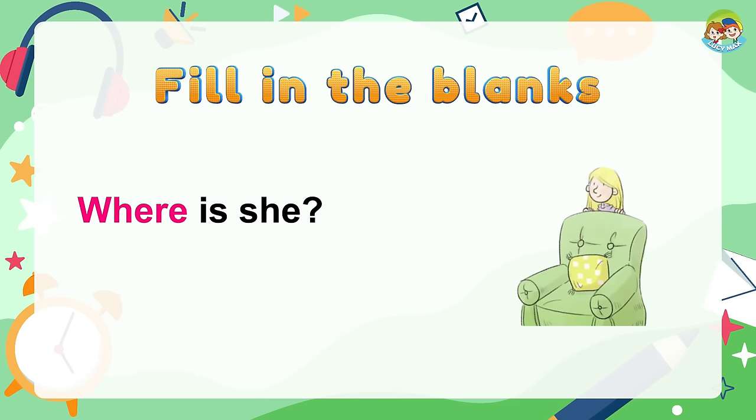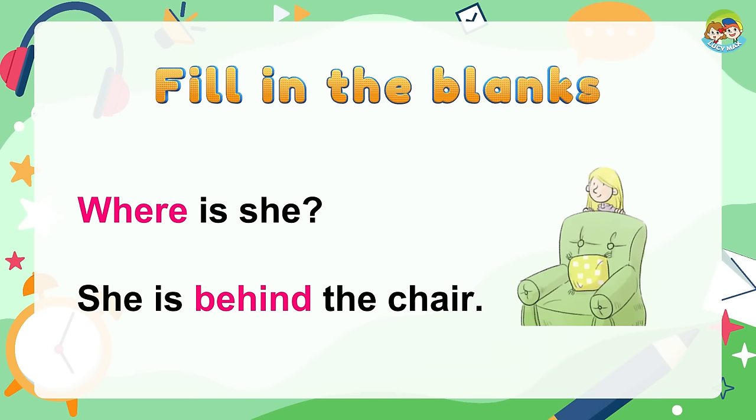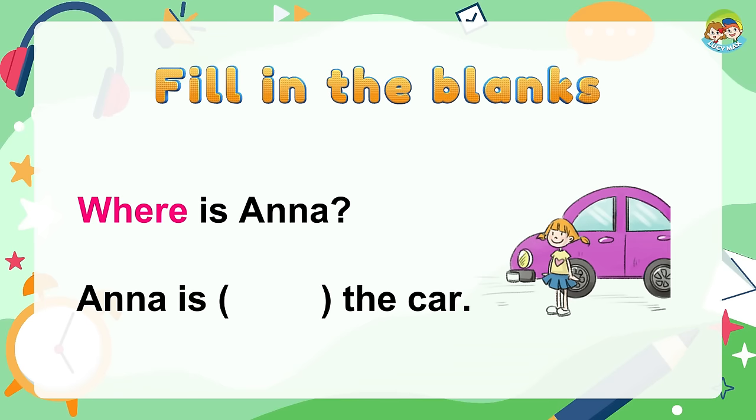Where is she? She is blank the chair. In the picture, you can see she is behind the chair. Where is Anna? Anna is blank the car. In the picture, you can see Anna is next to the car.